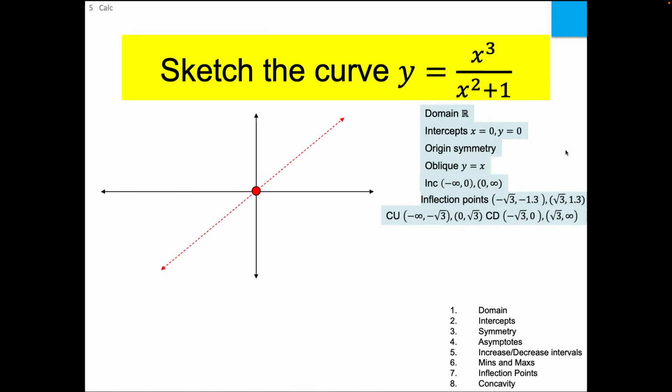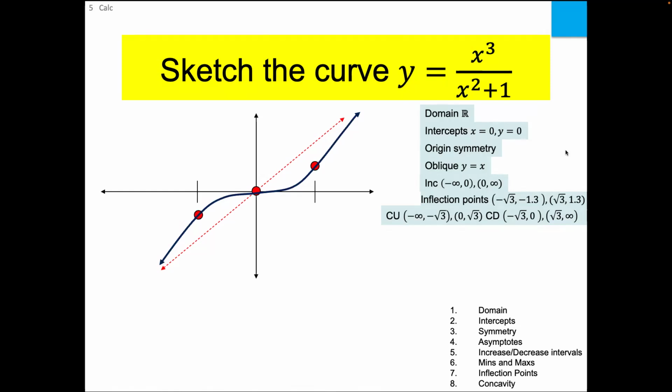And then what other things do we have? We have our inflection points, right? So there's an inflection point. There's your other inflection point, roughly. I'm just going to claim that's negative root 3, and that's negative 1.3, and that's positive root 3, and that's positive 1.3. And then we're going to follow our concave up, concave down. What is it? It's concave up between negative infinity to negative root 3, which is this point right here. So we go concave up and then concave down.